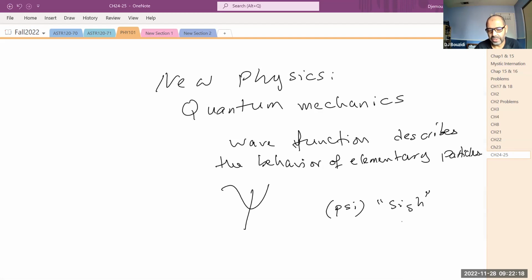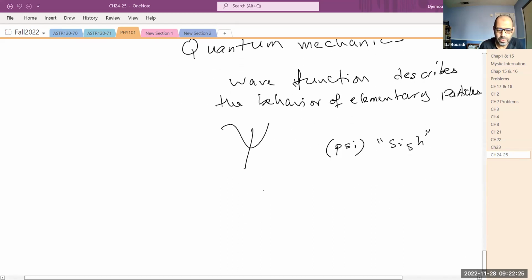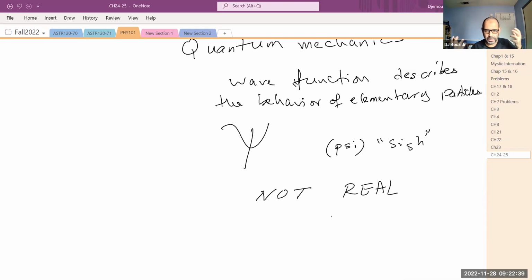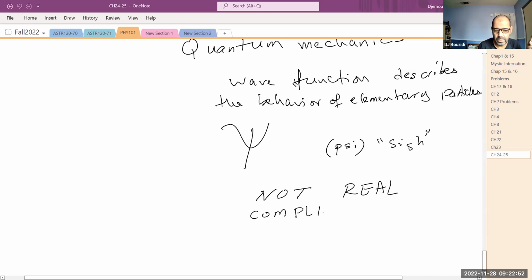One thing to know about this wave function is that it's not a real function. What I mean by not real is, as you will know from math classes, numbers have different classifications. There are real numbers and there are complex numbers. This turned out to be a complex number, okay? So it's a little bit more complicated, if you wish, than your average stuff. So it's complex, so it's not easy to draw. You can't draw it, okay? It's abstract, probably a better way of saying it.